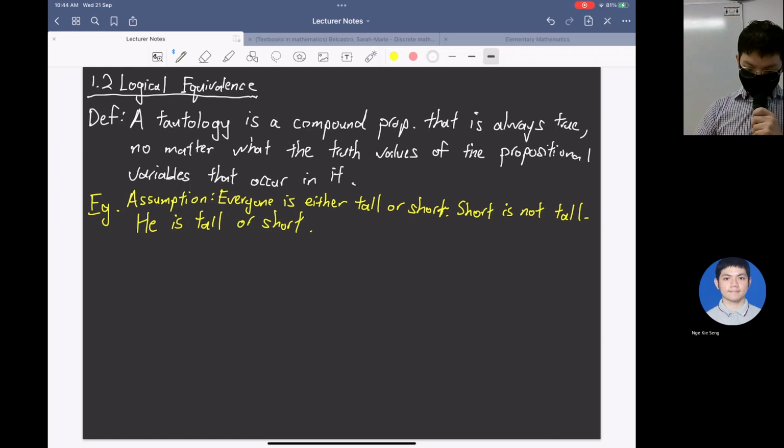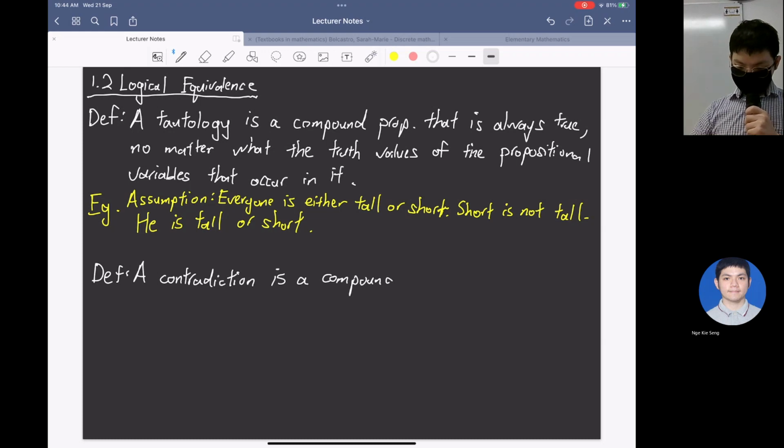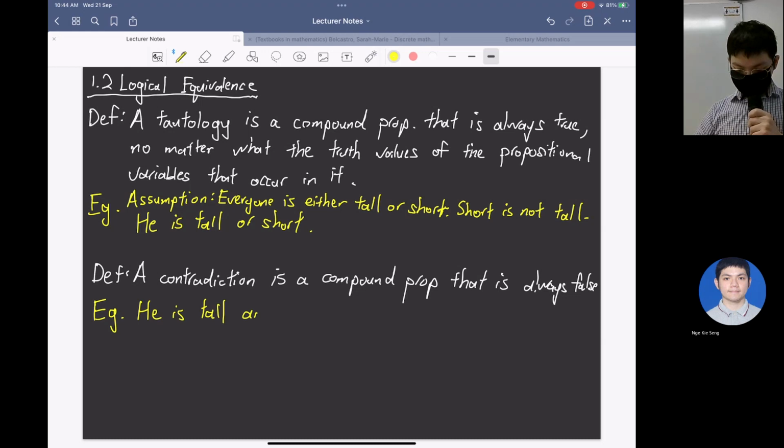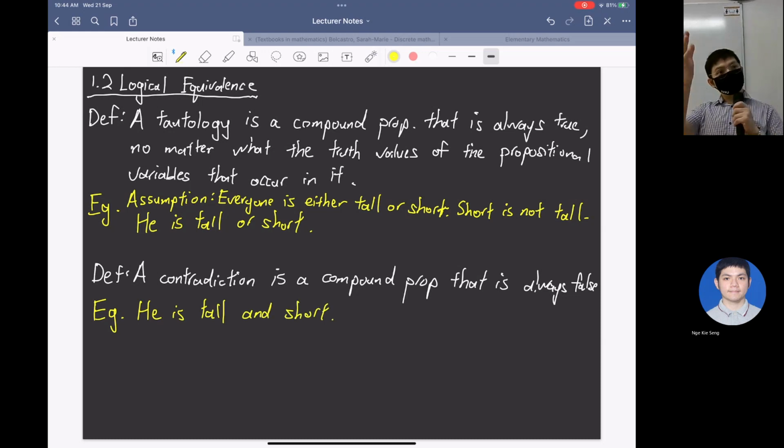Next definition. A contradiction is the opposite thing. It's also a compound proposition that is always false. We also encountered this already. For example, the same running example, tall and short. Contradicting, right? You say you're tall but you're short. You say you're short but you're tall. They're contradicting. You contradict yourself. Okay, so exercise.